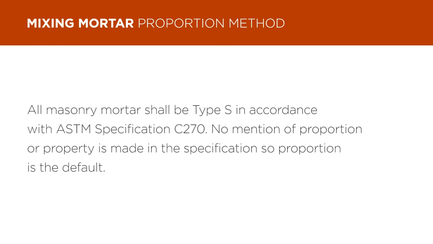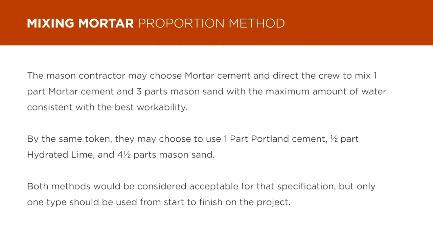No mention of proportion or property is made in the specification, so the proportion is the default. The mason contractor may choose mortar cement and direct the crew to mix one part mortar cement and three parts mason sand with the maximum amount of water consistent with the best workability. By the same token, they may choose to use one part Portland cement, one half part hydrated lime, and 4.5 parts mason sand. Both methods would be considered acceptable for the specification, but only one type should be used from start to finish on the project.